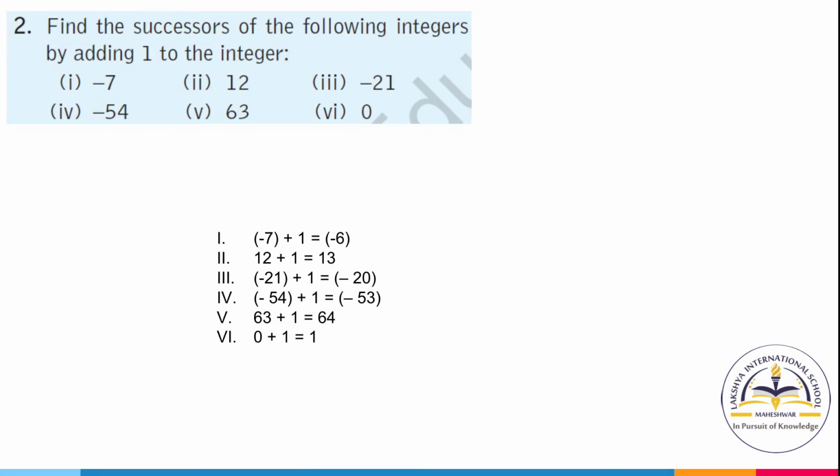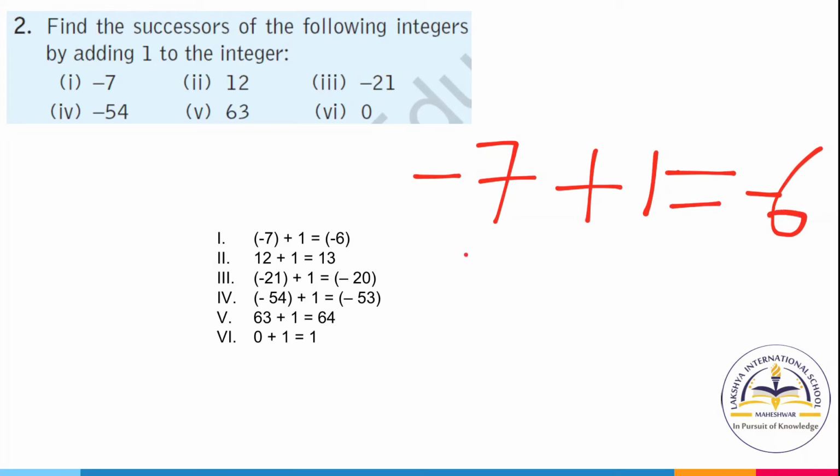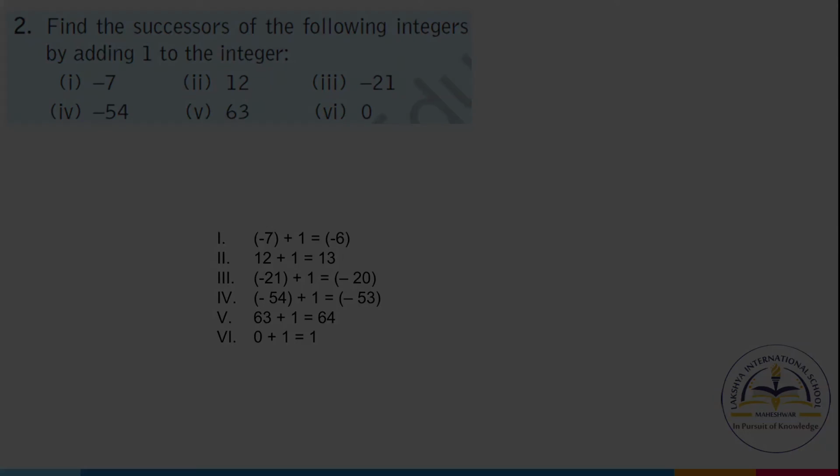Now question number 2, find the successors of the following integers by adding 1 to the integer. You just have to add one value as we saw in our previous exercise. Suppose minus 7, so we just have to add plus 1, so you will get minus 6. Now 12 plus 1 you will get 13. So like this you have to solve.